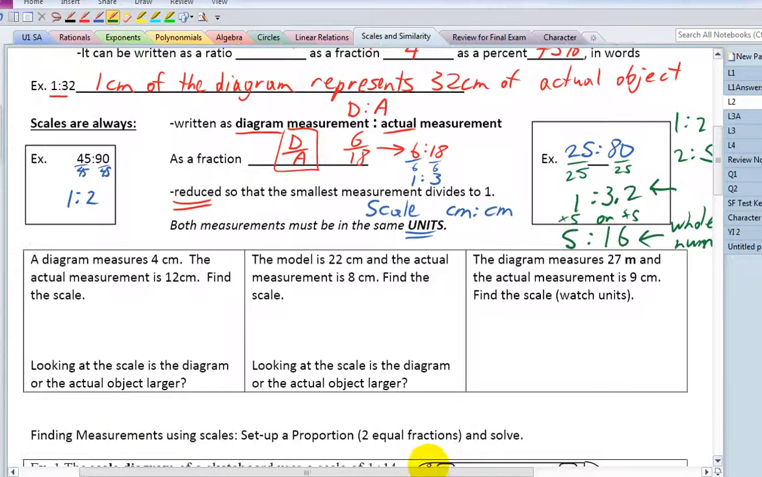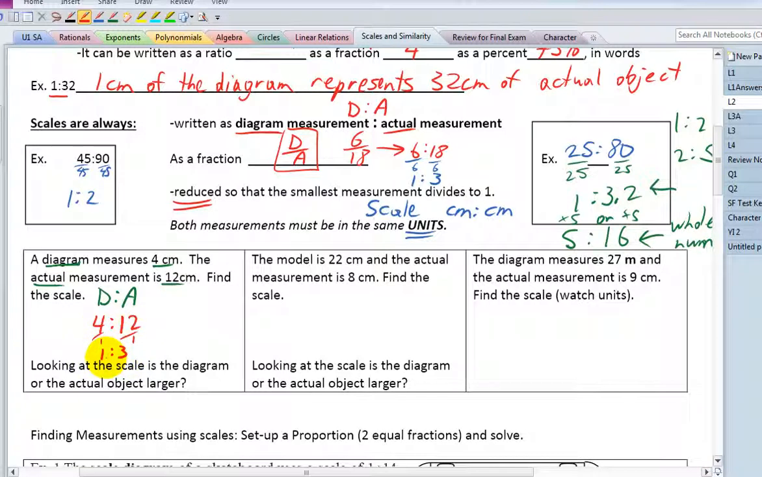Practice this. Okay, read this little box here. Underline your diagram number, underline your actual number. Go. Diagram is 4. Actual is 12. Scale is D to A. Okay. So we'd say diagram to actual. So we would go 4 to 12 using your colon. Then divide both of them by 1 and we get 1 to 3.